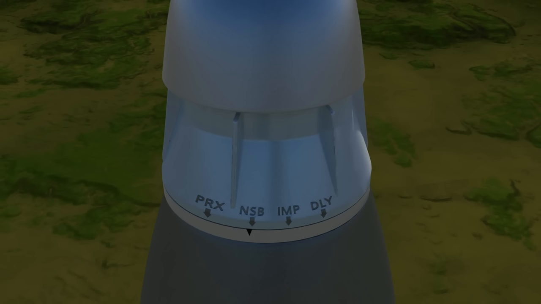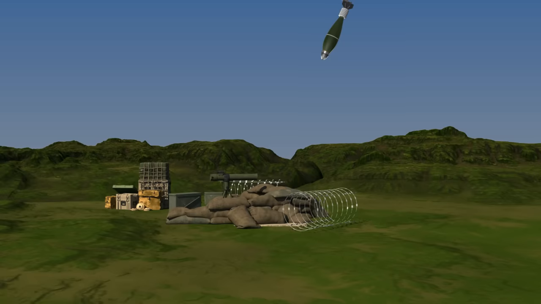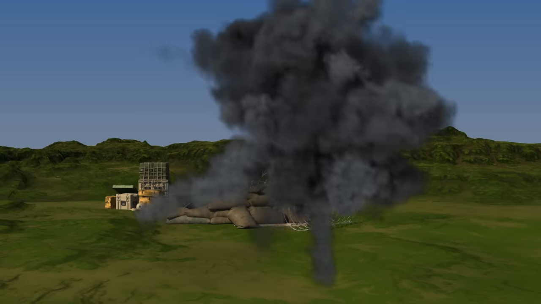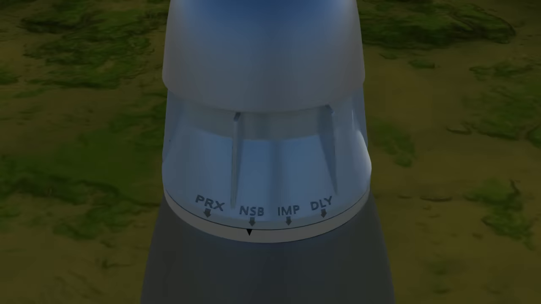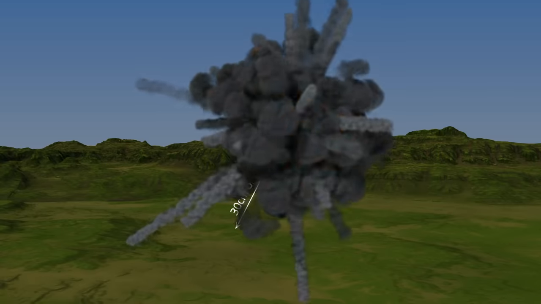These abbreviations are as follows from the left. The PRX stands for proximity, and the fuse operates when it reaches a distance of 30 cm to 2 meters from the target. The NSB stands for near surface burst, and it operates at a distance of less than 30 cm from the surface.